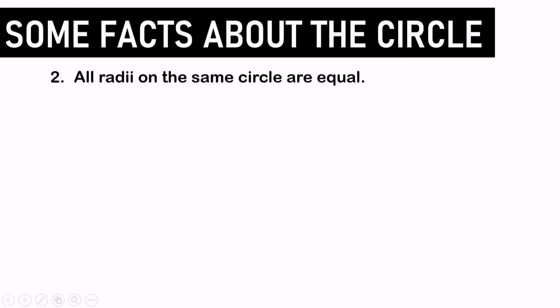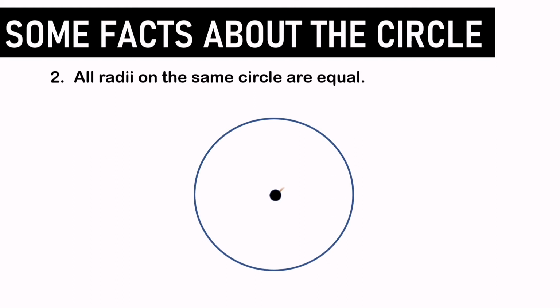Number 2, all radii on the same circle are equal. So, this line, this radius, is equal to this one. This one is equal too. The circle is perfect. So this one is equal going from here to here, and this one going from here to here. All of the radii are equal.